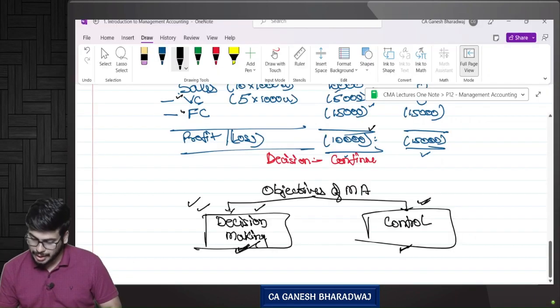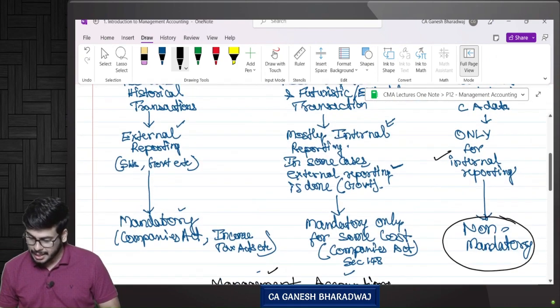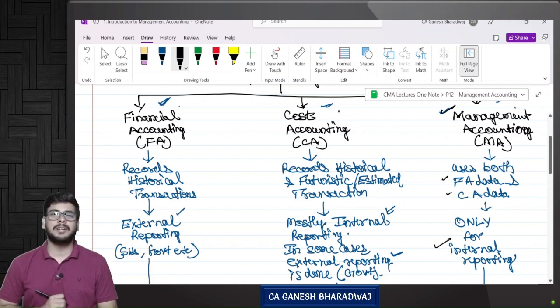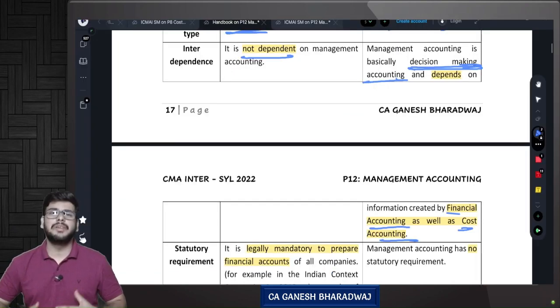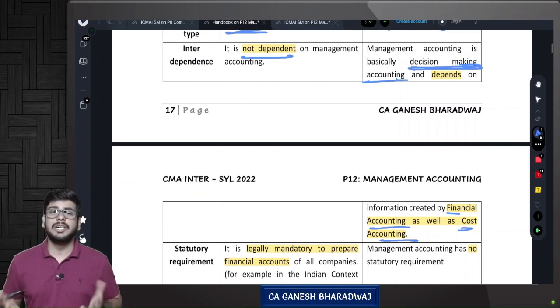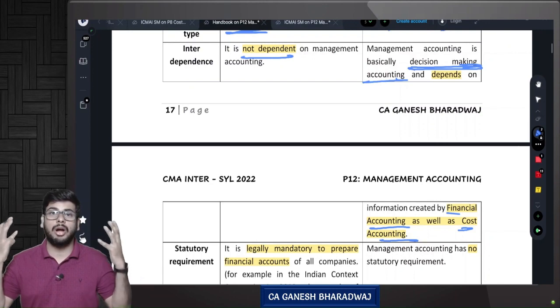I told this to you right here itself. I told you at the beginning. Yes, it uses both the financial accounting data as well as the cost accounting data. Look, we will be using all the data that we have. Any data we have is required for the purpose of decision making, because decision making is a broad perspective.